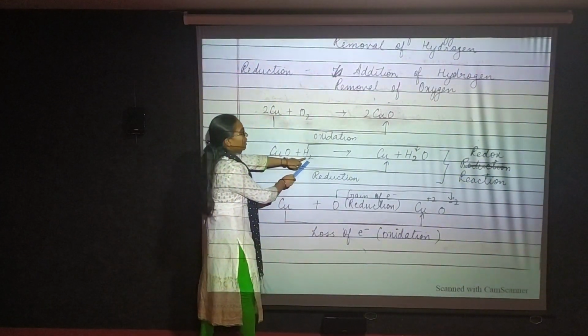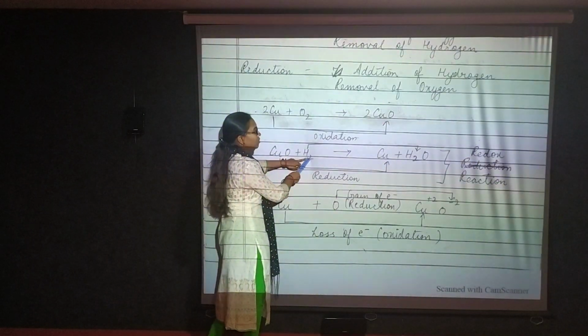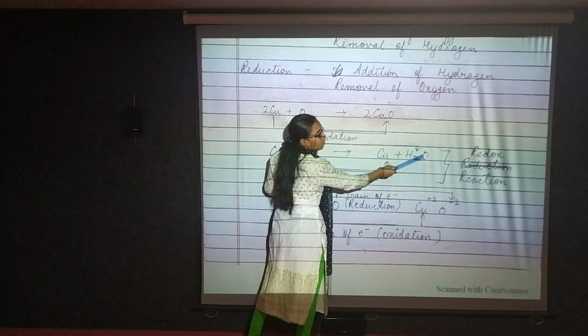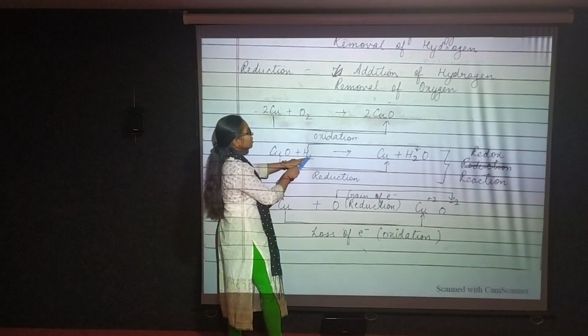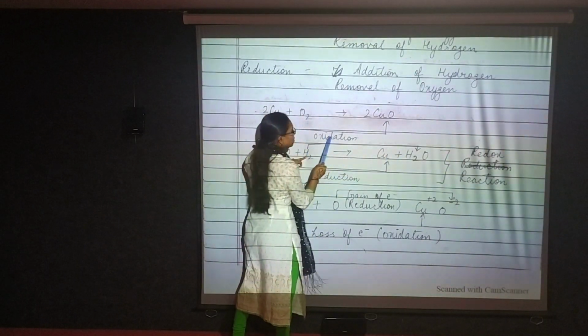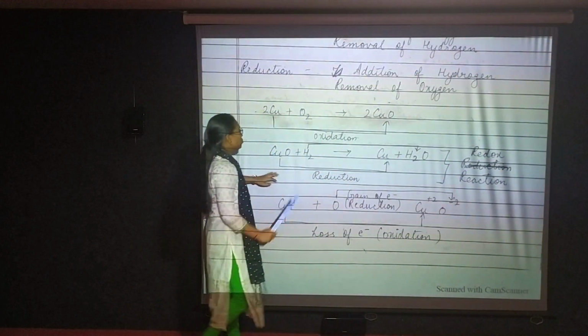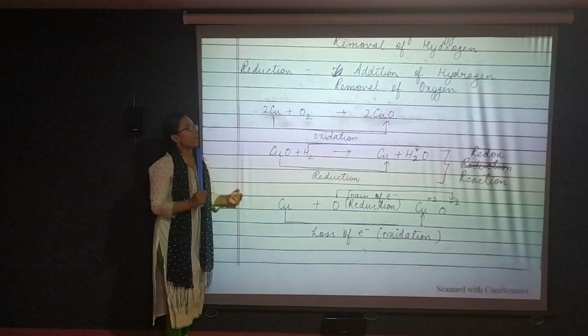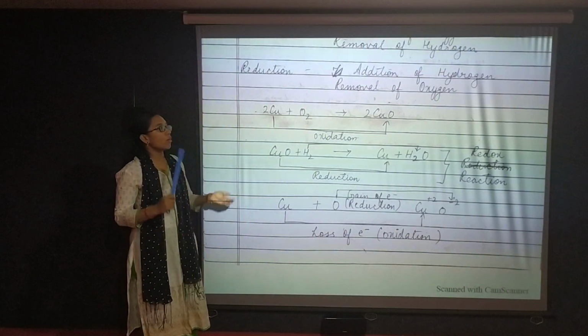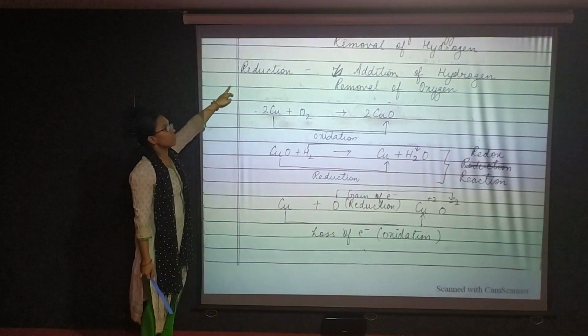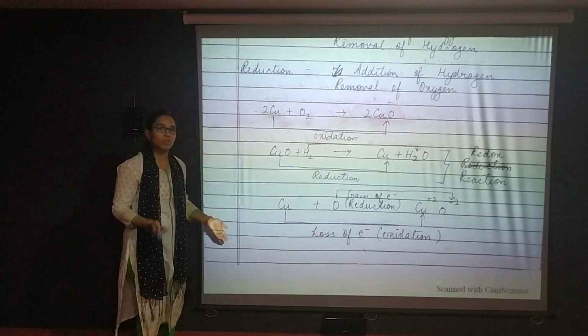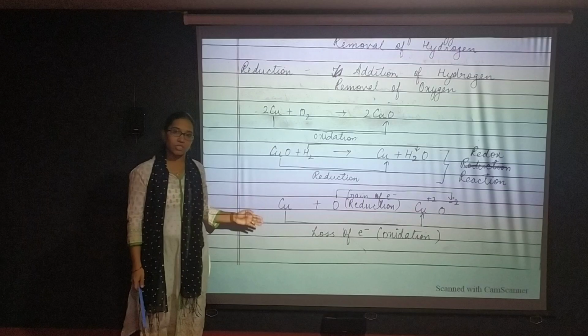Now again here it was hydrogen. In the product side it is H2O. So here oxygen is added. So here it is oxidation reaction. So in any of the reaction, when hydrogen is added and oxygen is removed, it is reduction reaction, and when it is the vice versa, opposite of it, it is the oxidation reaction.